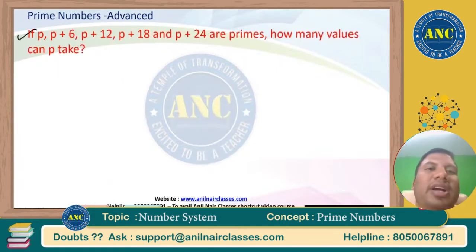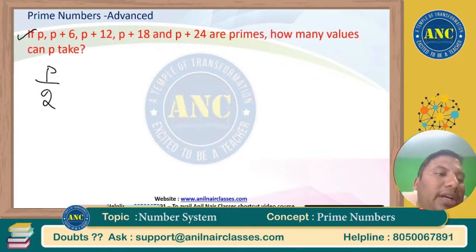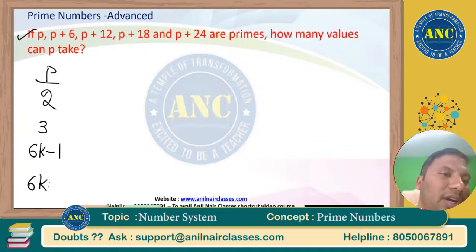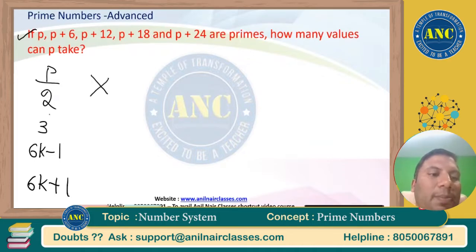This model also we covered. P take 2, P take 3. Any prime number greater than 3 is 6k minus 1 or 6k plus 1. Directly, 2 plus 6 is 8, so this is not giving. 3 plus 12 is 15, it is not giving. So 6k minus 1.